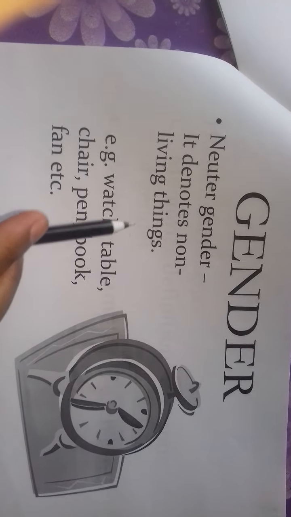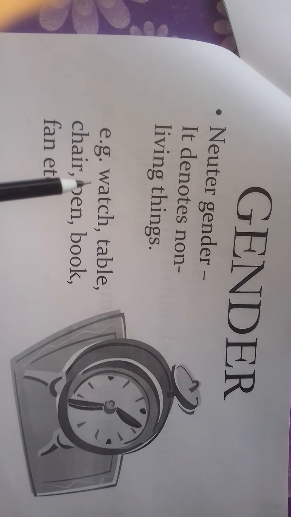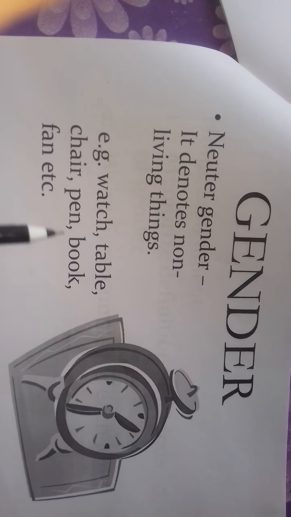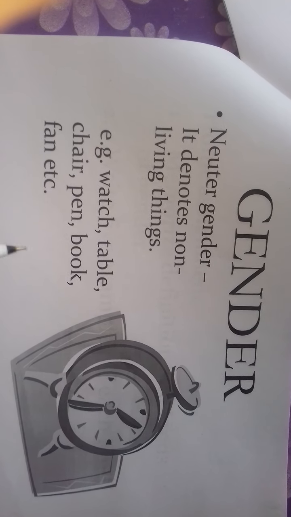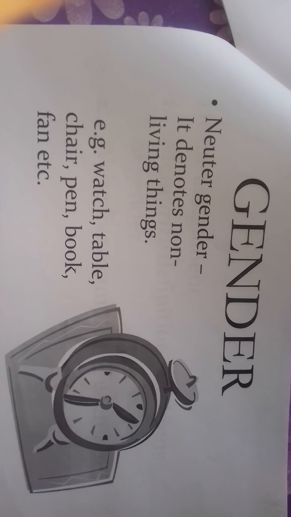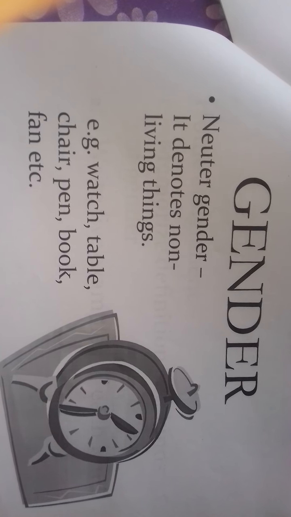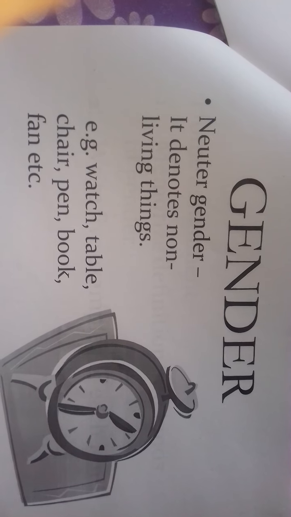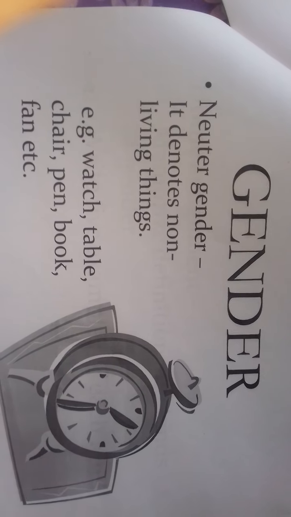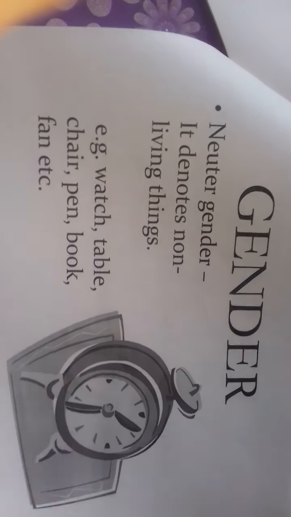Now we should come to neuter gender. Neuter gender, it denotes non-living things. That is watch, table, chair, pen, book, fan, etc. If you see all around you, you will find so many examples of neuter gender. In this classroom, except teacher and students, all things are neuter gender. So you can write more and more examples of neuter gender.